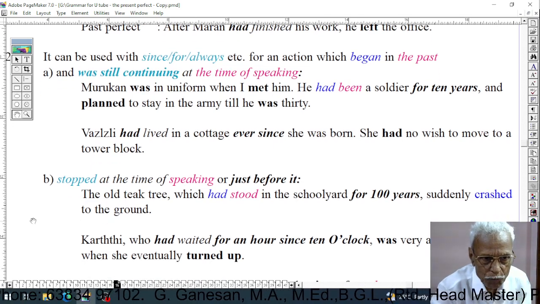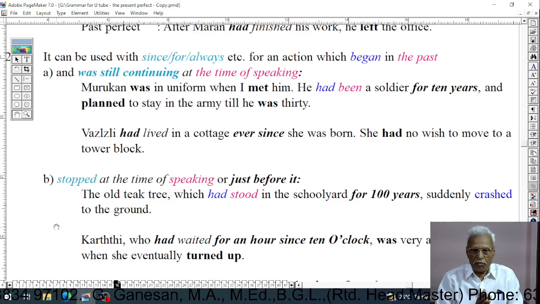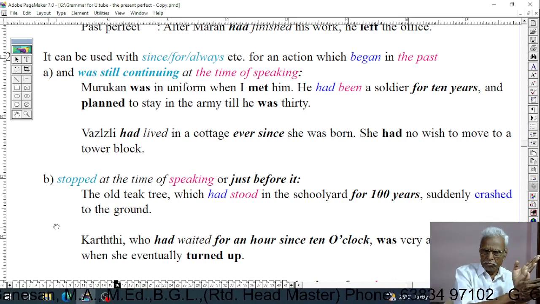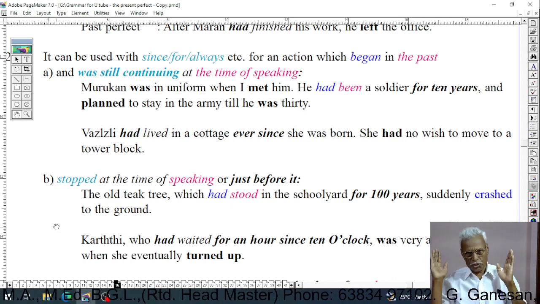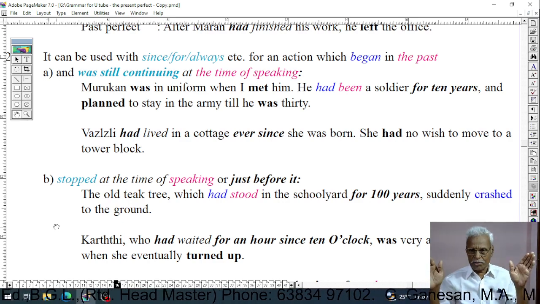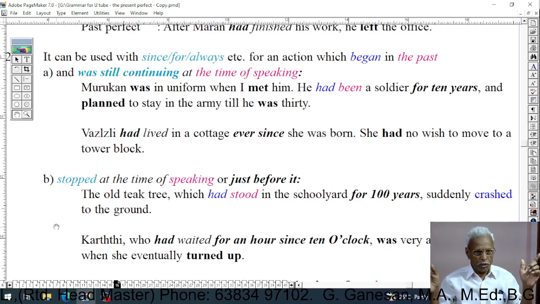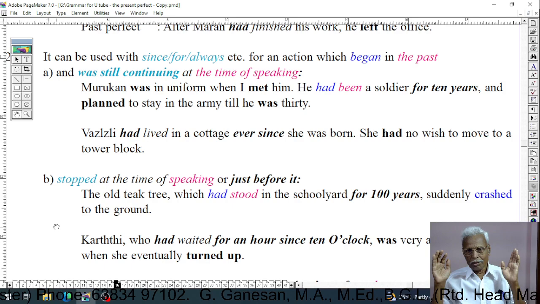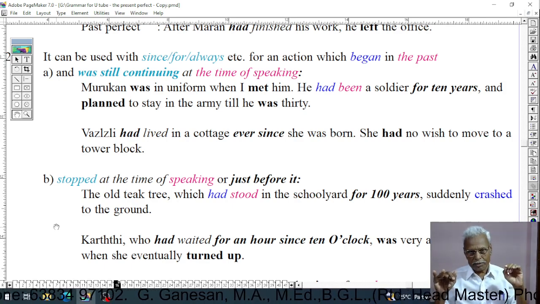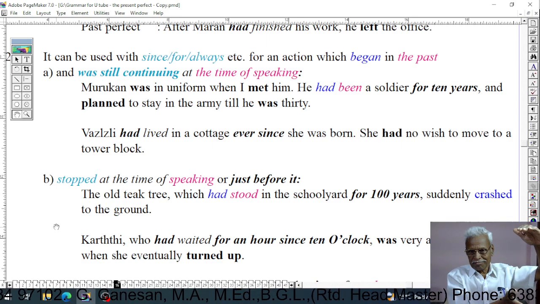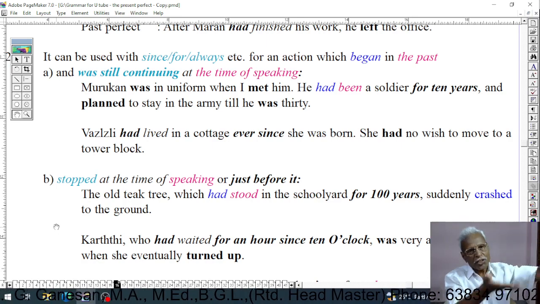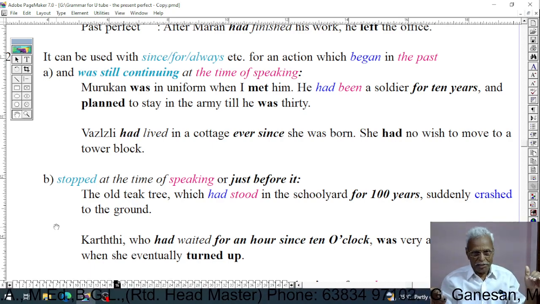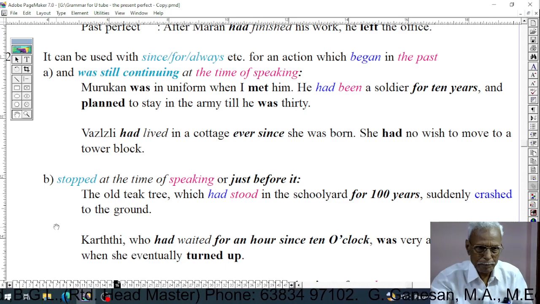Another example for it. Valli had lived in a cottage ever since she was born. Since she was born, she had lived in a cottage. She had no wish, no idea to move to a tower block. So she liked to live only in the cottage. That is the action of living. It started earlier, and at the time of speaking also she was living in that house.